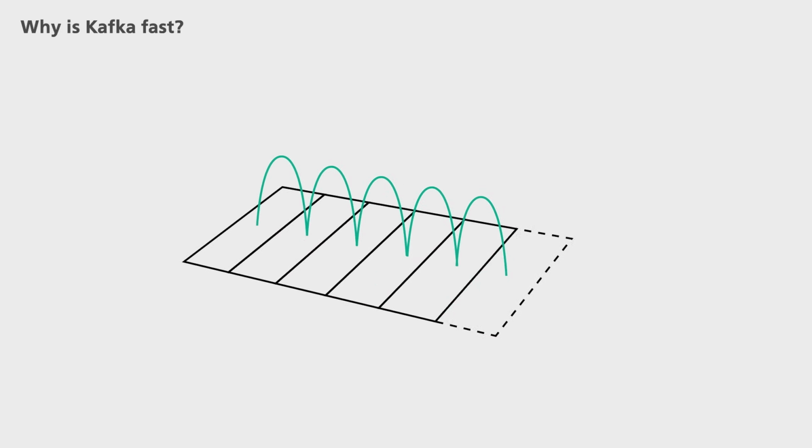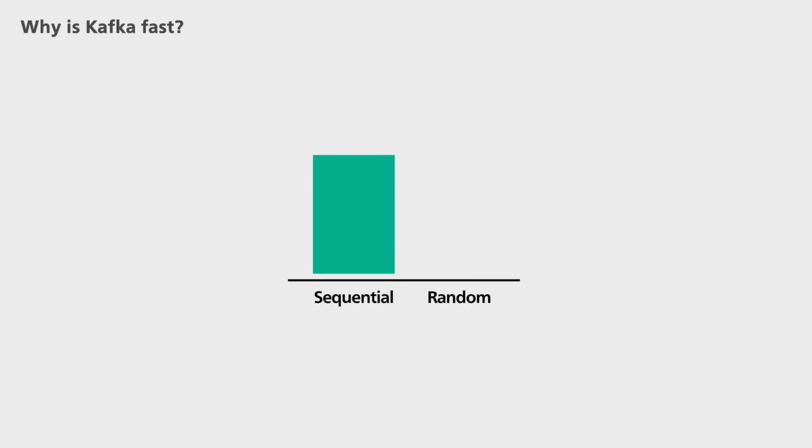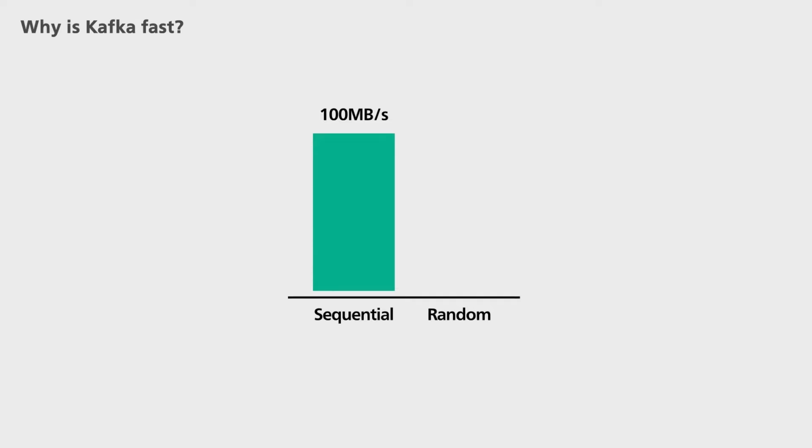Now let's bring this idea home with some numbers. On modern hardware with an array of these hard disks, sequential writes reach hundreds of megabytes per second, while random writes are measured in hundreds of kilobytes per second. Sequential access is several orders of magnitude faster.